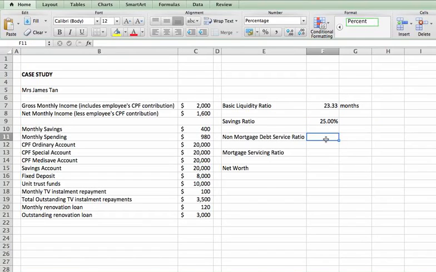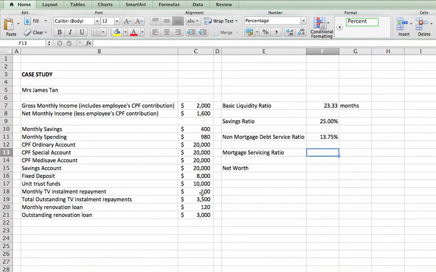Next, we look at her non-mortgage debt service ratio. She has a monthly repayment of $100 TV installment repayment and monthly renovation loan repayment. These are non-mortgage debts, and we divide it by her net monthly income, which is $1,600. This works out to a non-mortgage debt service ratio of 13.75%.